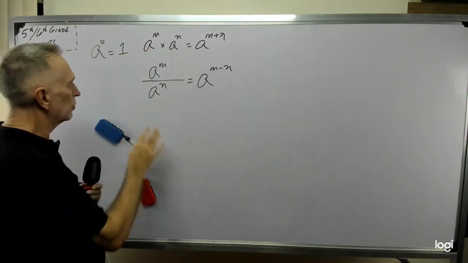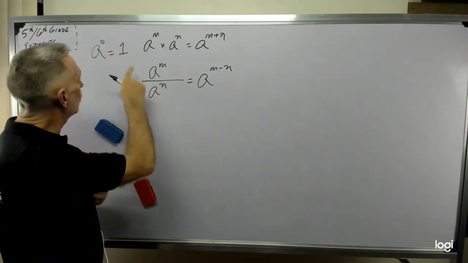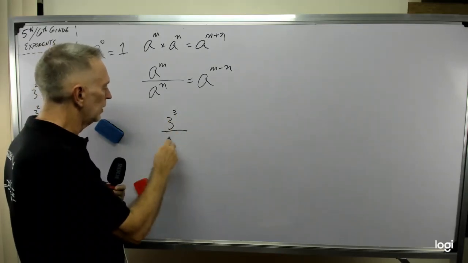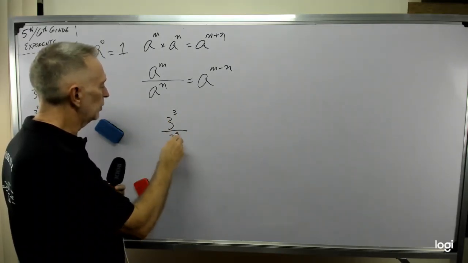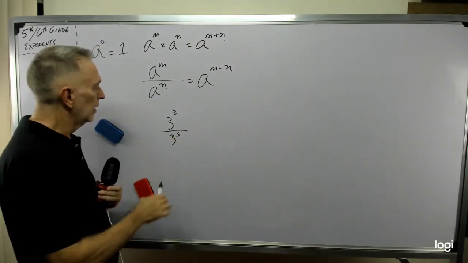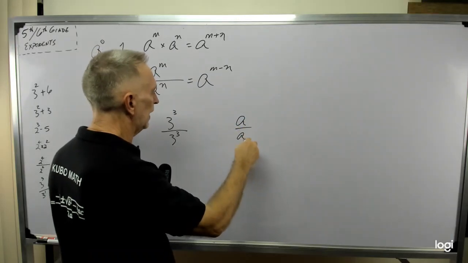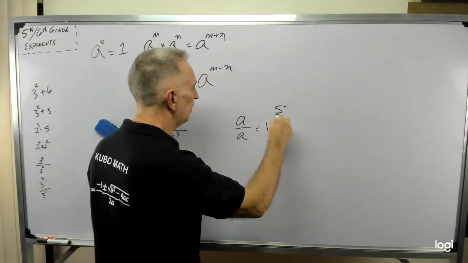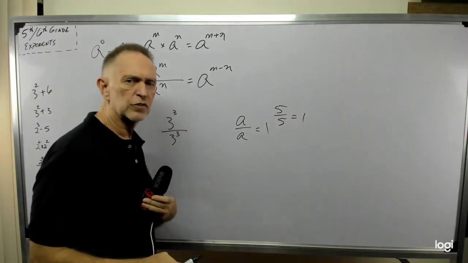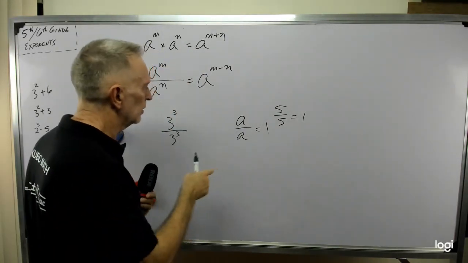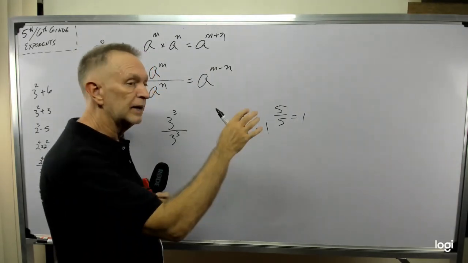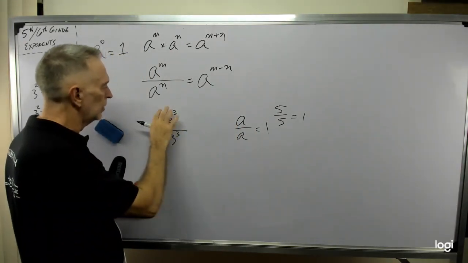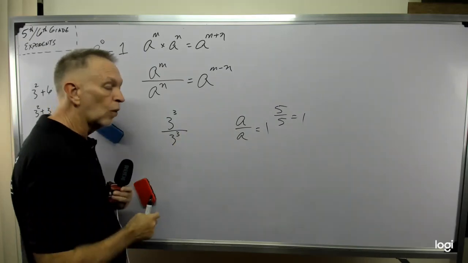Now then, those are our three rules, and you can see why this one would work. Let's take 3 cubed, 3 to the third power, divided by 3 to the third power. Now, if I had a divided by a, we would say that's 1, because it's the same number. If I have 5 divided by 5, that's 1. If you say 0, I'm coming to your house. Okay, so a number divided by itself is 1. So if I have this number divided by itself, that would equal 1.